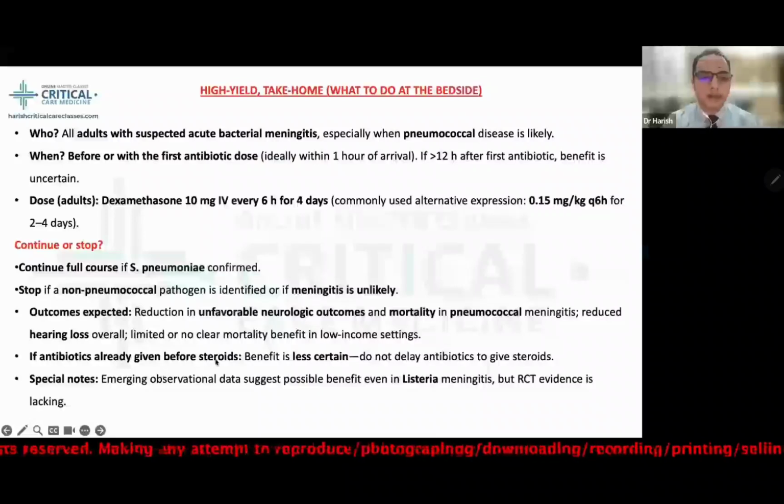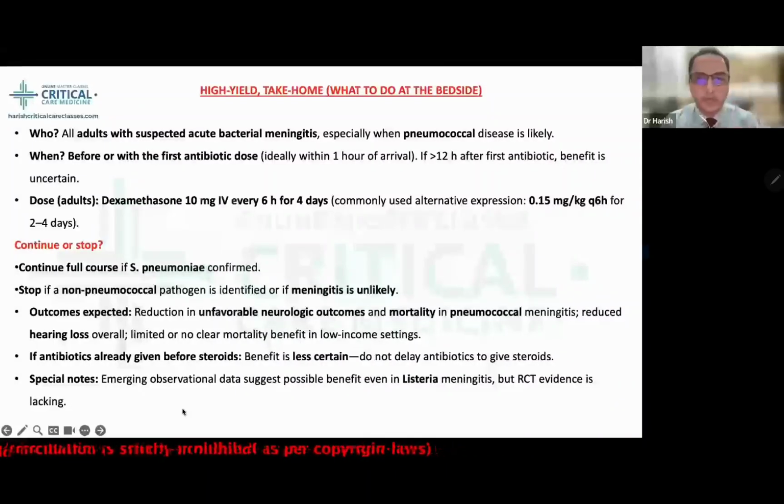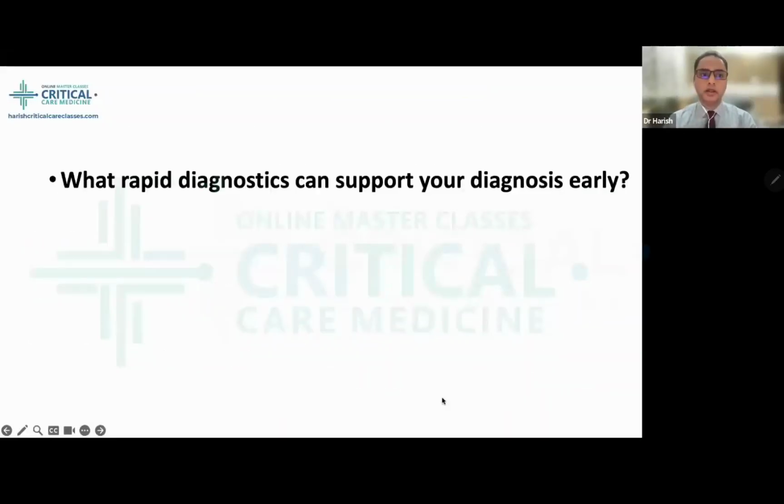If antibiotics are already given before the steroid, the benefit is less certain. Do not delay the antibiotic to give the steroid. So just give the antibiotic if too much time is being consumed in giving the steroid. Special note: emerging observational data suggest possible benefit even in Listeria meningitis, but we need more randomized controlled trials on using steroid for Listeria meningitis. Okay, so very important.